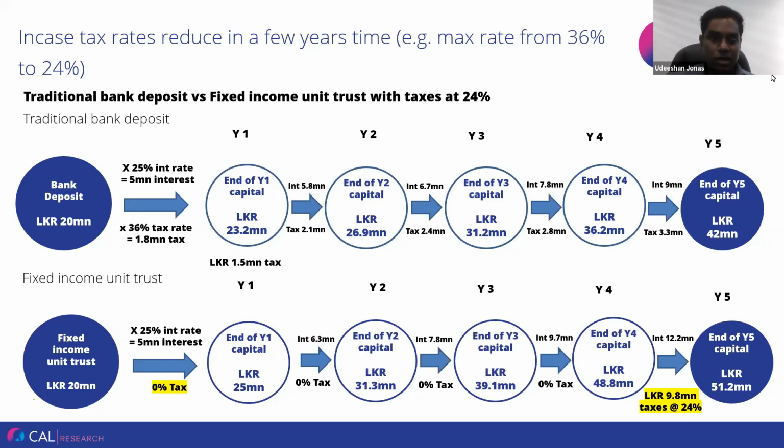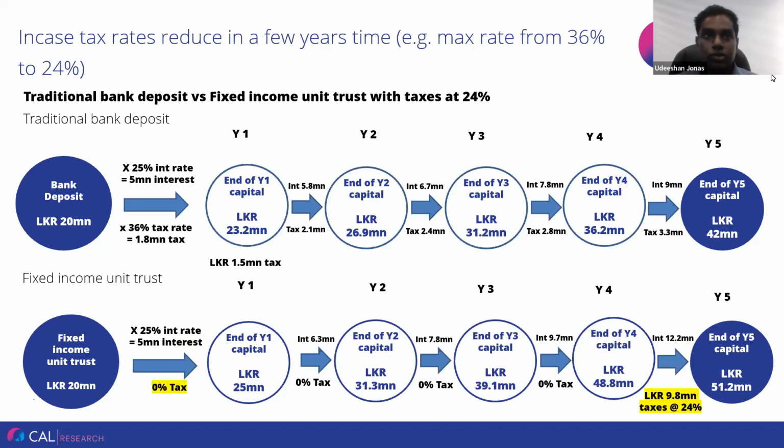So what is happening is 20 million is earning a 5 million interest at 25%, no taxes paid. So your capital asset in year 1 becomes 25 million, right? And the same thing continues, where you're not paying taxes because you're not taking the interest out as cash, right? But what we are doing is, in year 5, say political regimes change and the tax rate comes down.